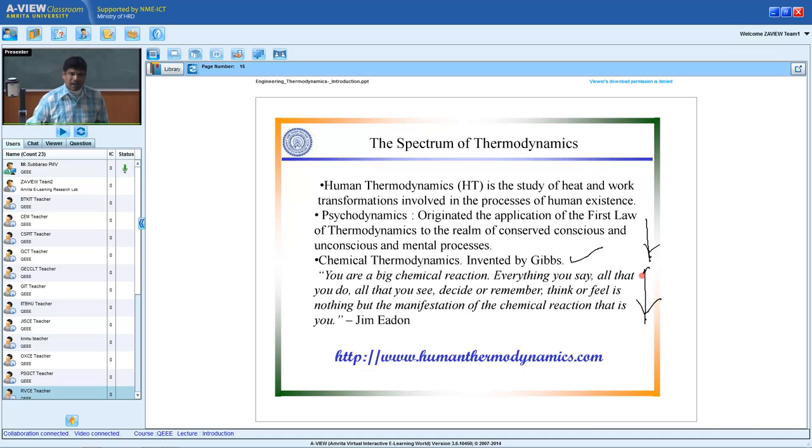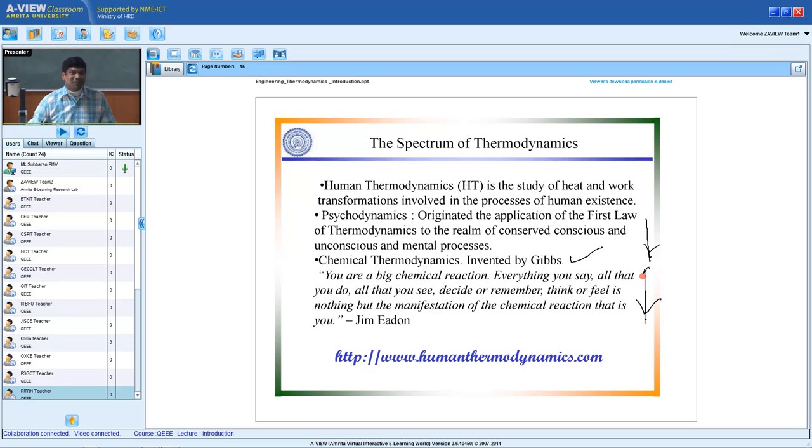You see this one? I just want to read this statement for the sake of focus and your attention. All of you read along with me: you are a big chemical reaction. In fact, the human body is a big chemical reactor. There is so much chemistry. I am reminded of a movie in Hindi, Munna Bhai MBBS. He says, chemical locha ho raha tha.